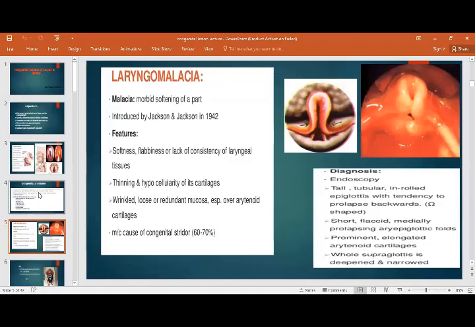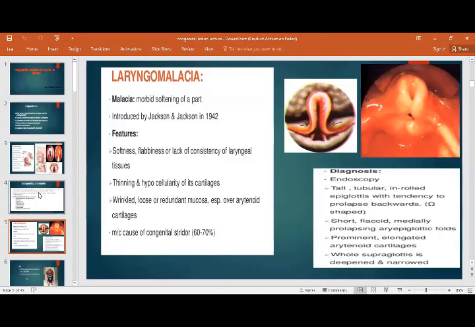So what are the features? Again, there is softness of the laryngeal tissue, flabbiness and lack of consistency of the laryngeal tissue. The cartilages become thin and hypocellular. You can easily mold them whenever respiration occurs. The cartilages will change their shape, with wrinkled, loose, or redundant mucosa. So what happened then?